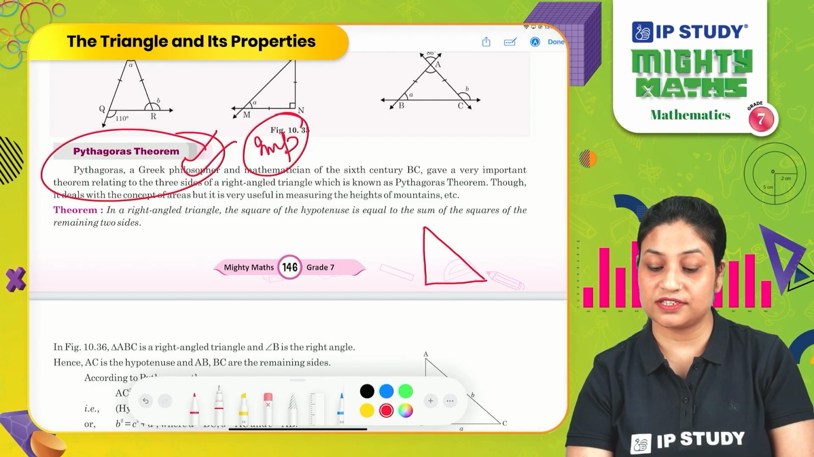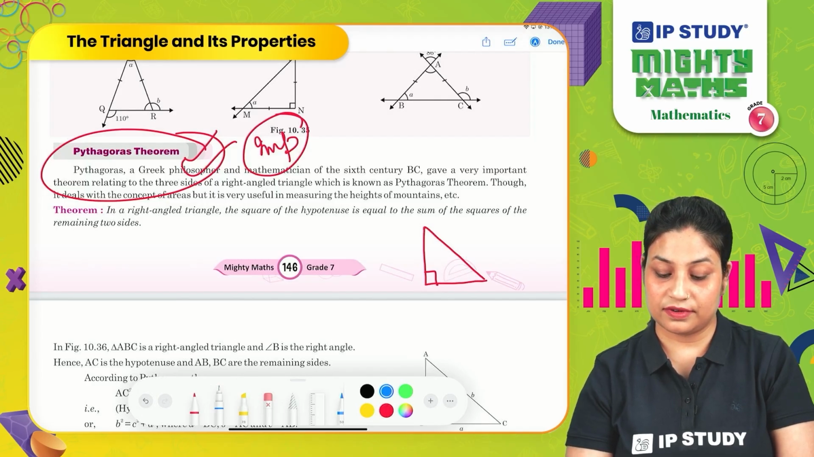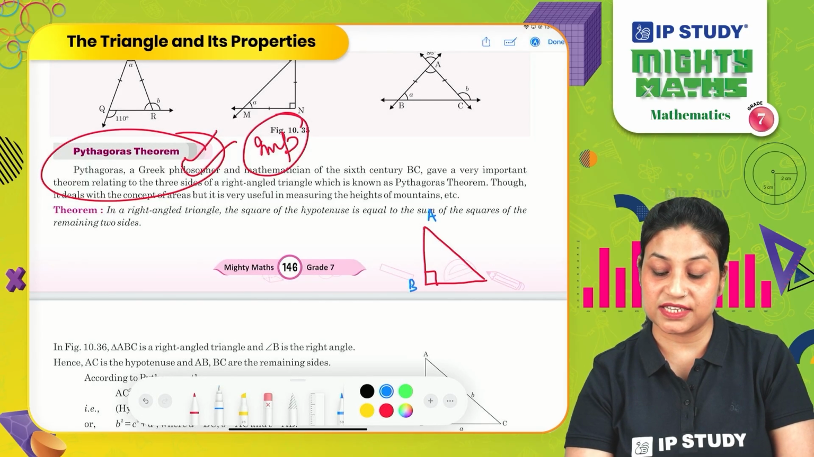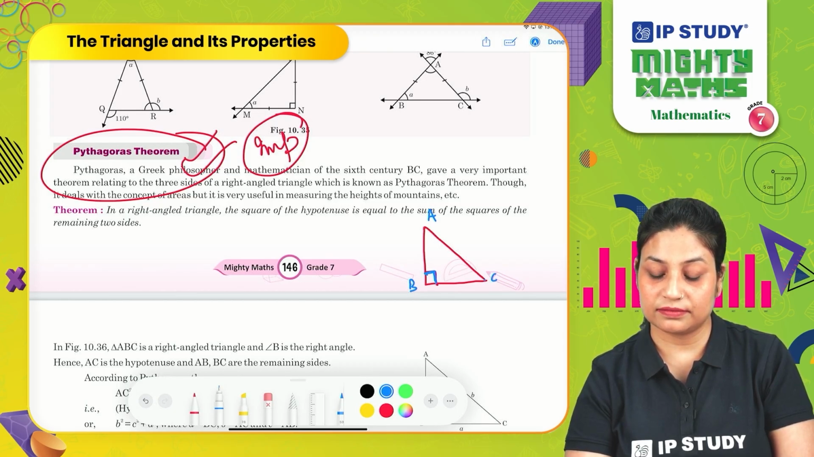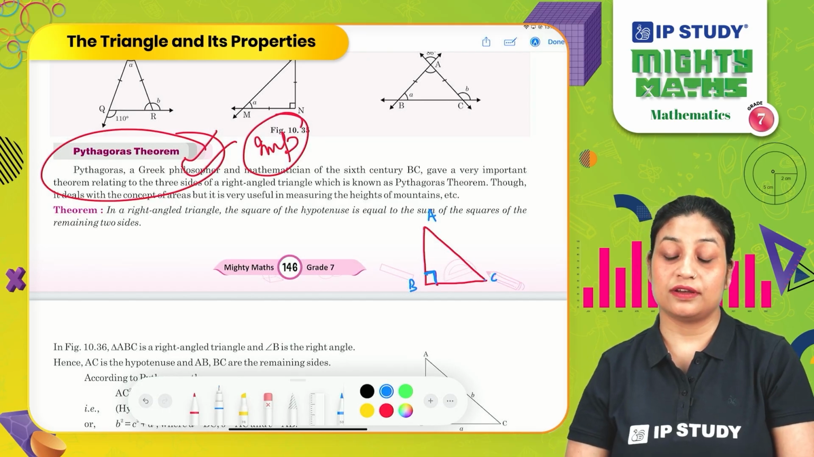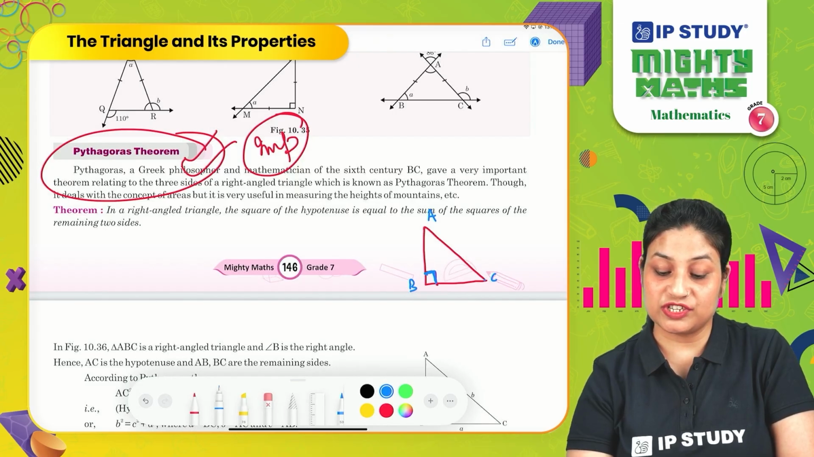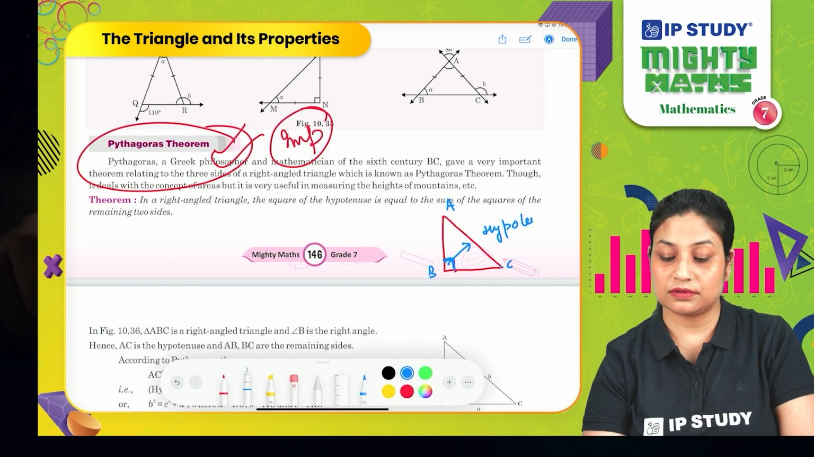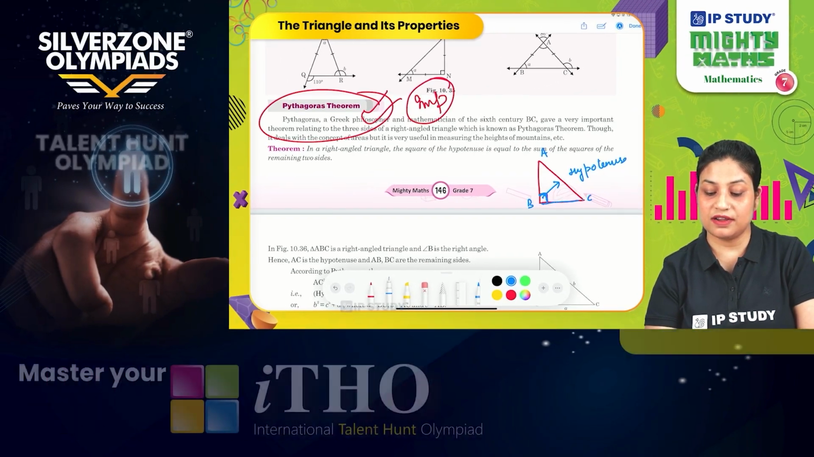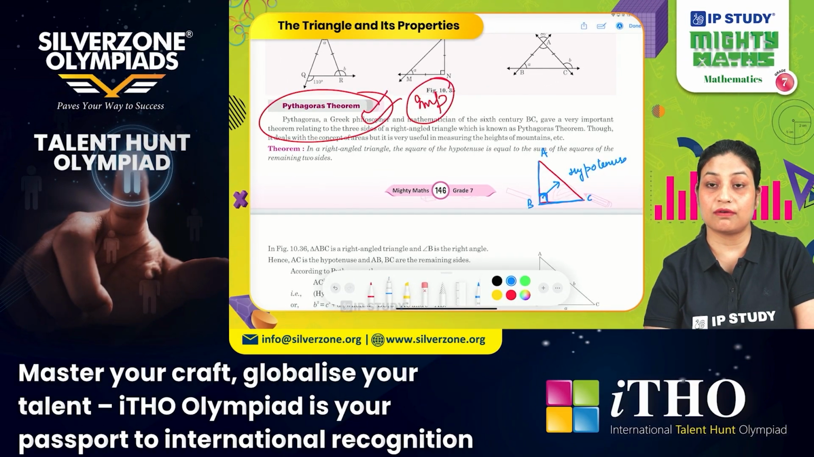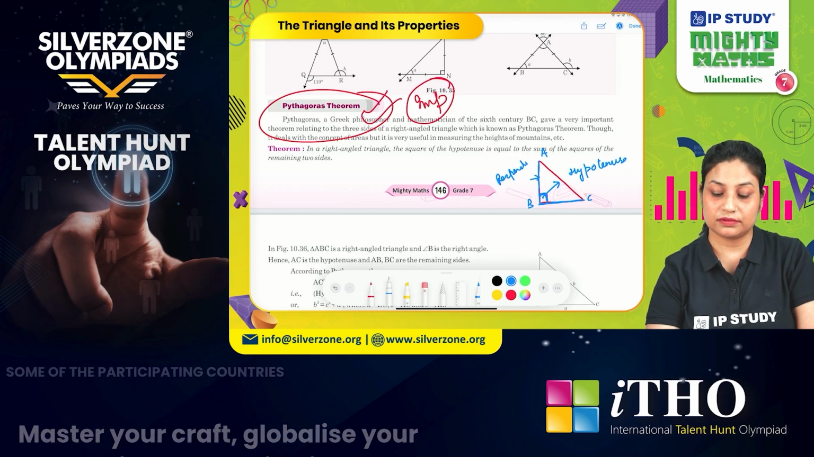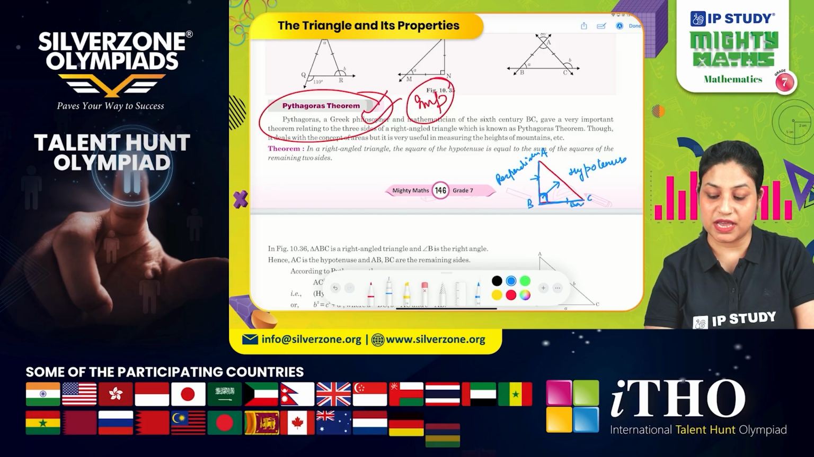Can you see on the screen, we have a right angle triangle ABC, which is right angled at B, right? We defined its sides: the side which is opposite to 90 degrees is always the hypotenuse. And any one of the sides can be taken as perpendicular or base. So, let's say this is the perpendicular and this is your base.